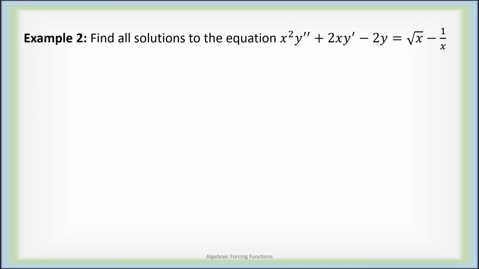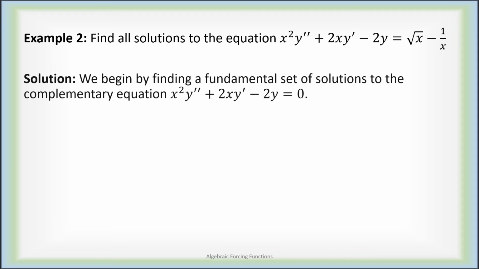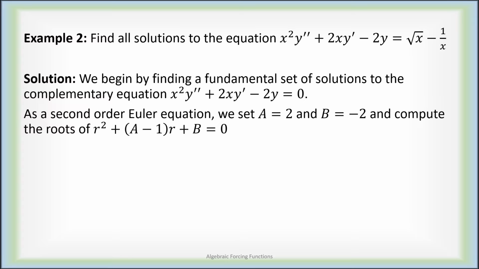As a second example, let's find all solutions to the equation x squared y double prime plus 2 x y prime minus 2y equals root x minus 1 over x. First, let's find a fundamental set of solutions to the complementary equation. Well, that's a second order Euler equation, so we set a is 2 and b is minus 2 and compute the roots of r squared plus a minus 1 r plus b. Remember, you've got to subtract 1 from that middle coefficient when dealing with Euler equations.